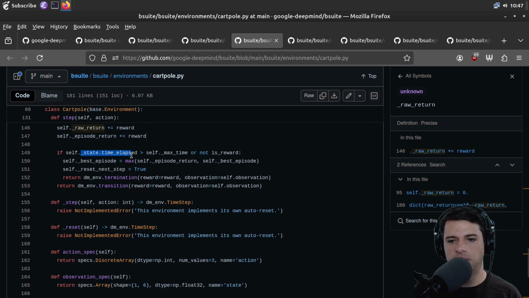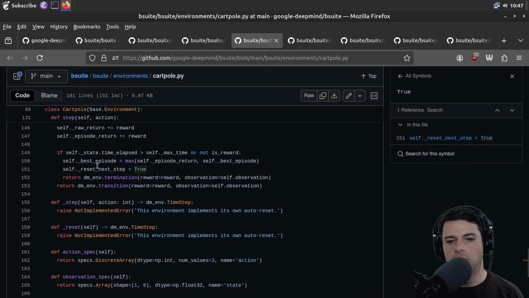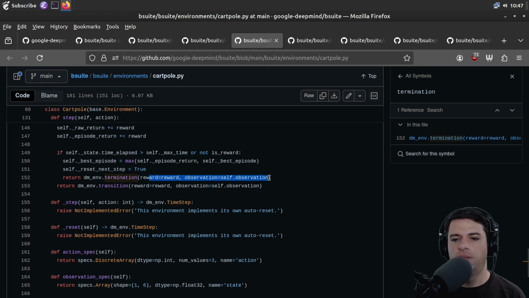And then we look at the time elapsed. And if it's more than max time, or we don't have a reward, then the best episode is set to be the max of the episode return or the current best episode. And then we reset the next time step. And then we look at DM_env, which I think is the DeepMind environment or something. And we call termination with the reward and the observation. Which observation? I don't know. I'm not really sure what's in observation.